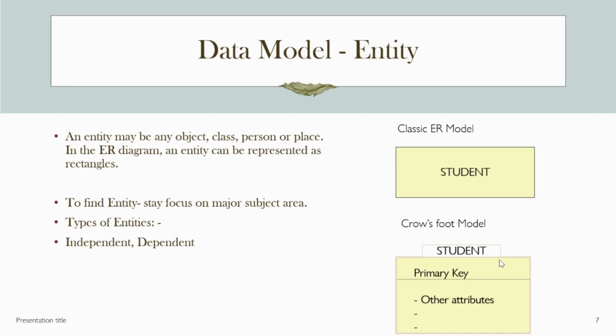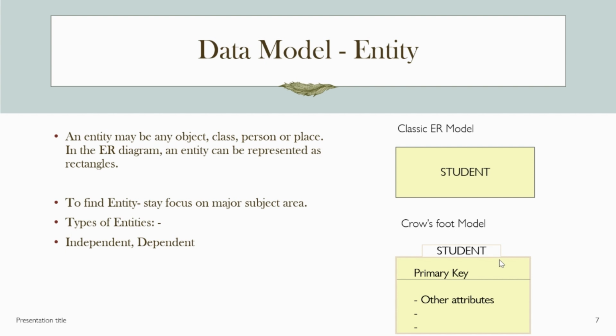Now, if I talk about the three main important ingredients to create a data model, then we have entity. Entity is the subject area. Okay, it can be an object, it can be a class, it can be a person or place, means any noun. That we call an entity. Okay, if I take the example of a school, then I have teachers, I have students, I have subjects, I have classes. All these things are sub entities.